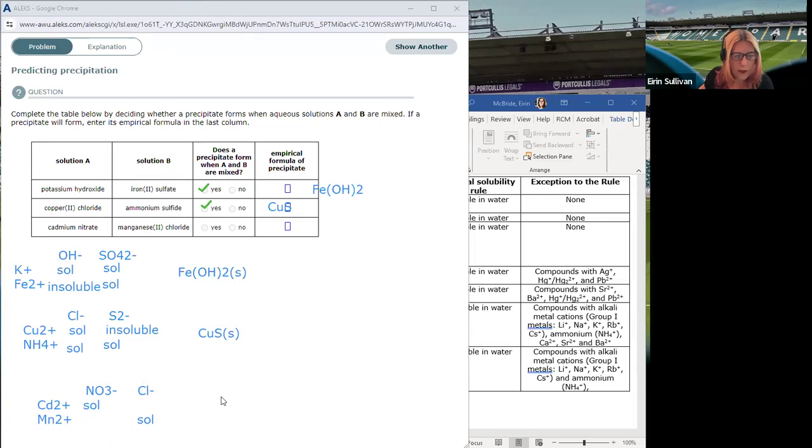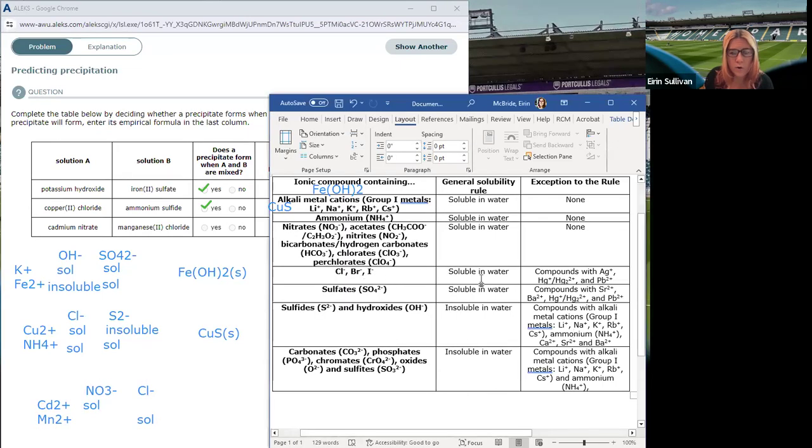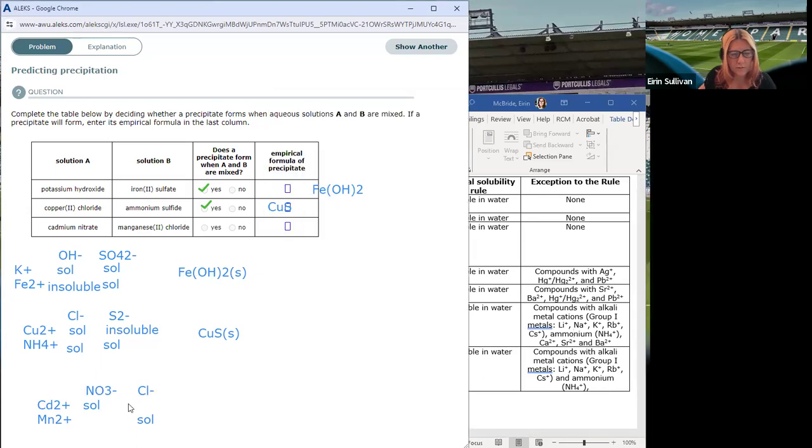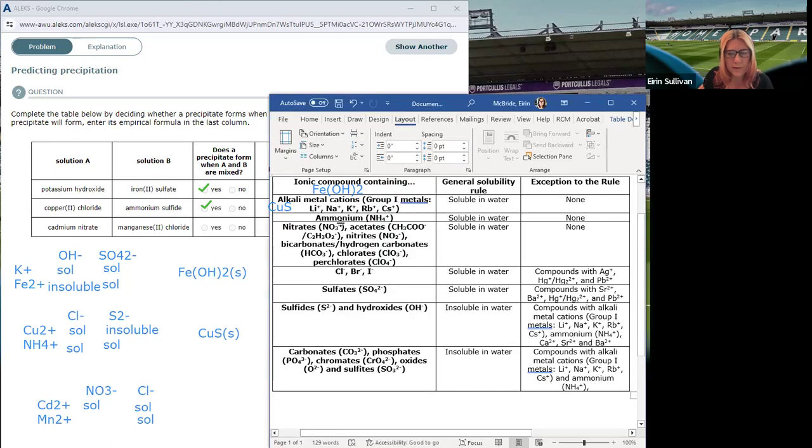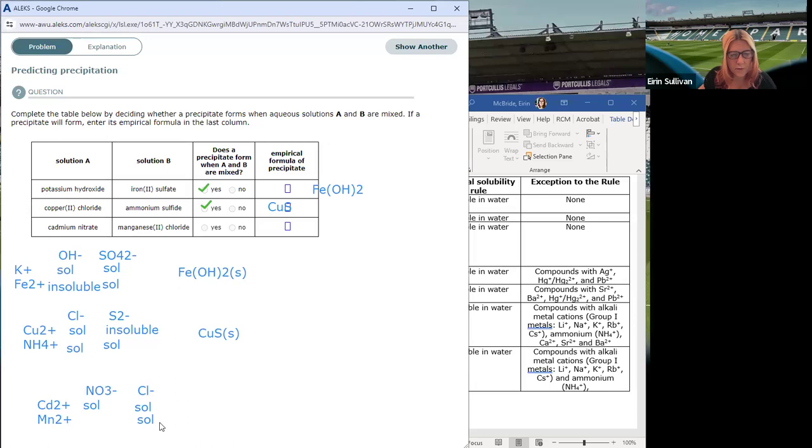What about cadmium chloride? Chloride's always soluble. Silver, mercury, lead are the exceptions. None of those exceptions apply, so I would expect cadmium chloride to be soluble. Manganese 2 nitrate: let's have a look what it says about that. Nitrates are always soluble, no exceptions. That must also be soluble.